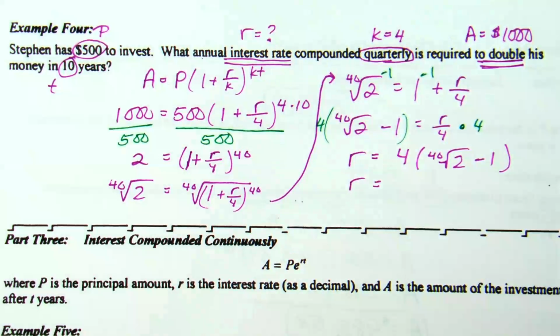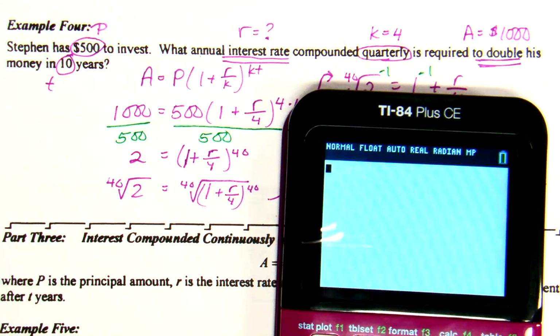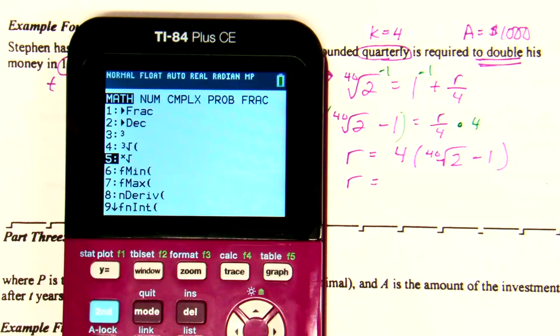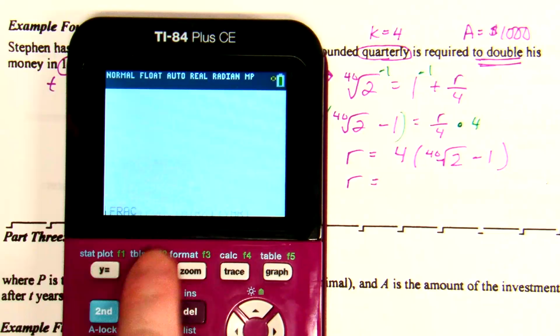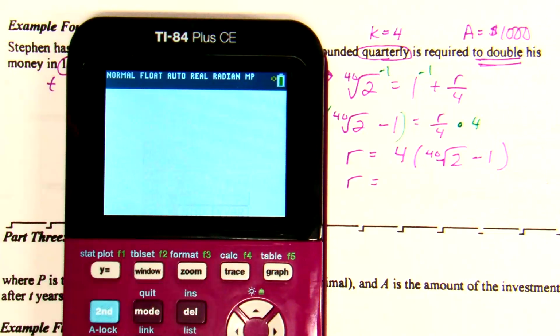On the TIs, did you find how to do a 40th root? It's in the math menu. The place I know for sure you can always find stuff like that is the math menu. You hit the math button there on the left, it's number 5. It says X root, and so you can do any root. Is it up here in our alphas also somewhere? Okay, so if you go alpha window and then down to number 6, it's there as well.